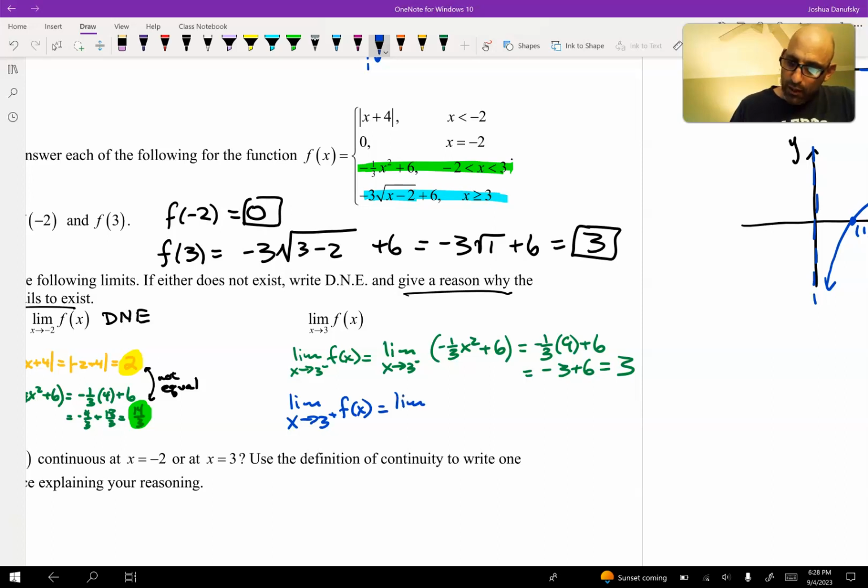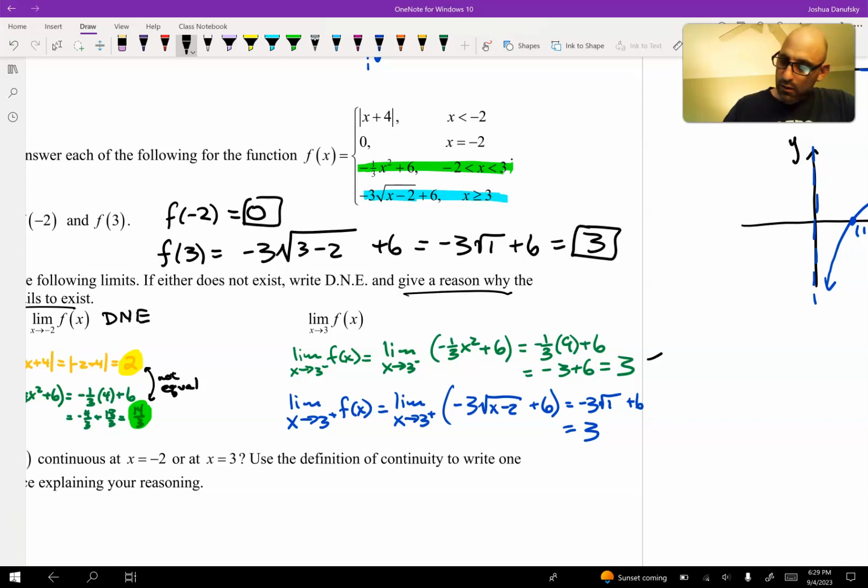Now looking at the light blue function up there, we're going to plug this into negative 3 square root of x minus 2 plus 6. That's going to give us negative 3. When I plug in a 3 here, I think I've got the square root of 1 plus 6, which gives us 3. And so because these two are the same, right?